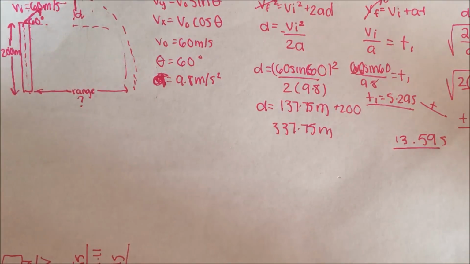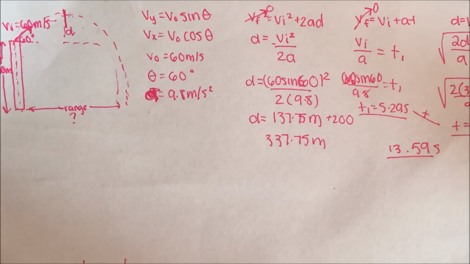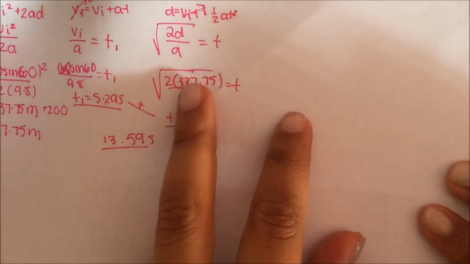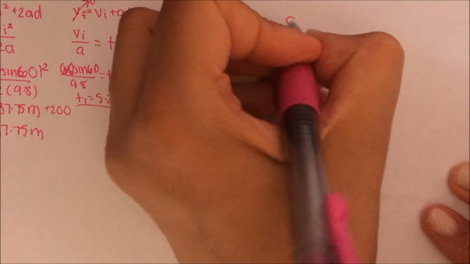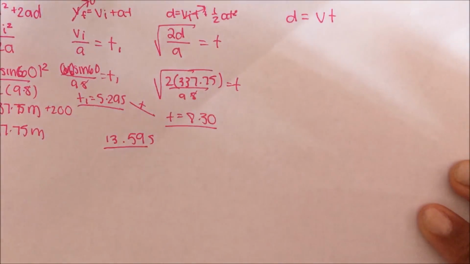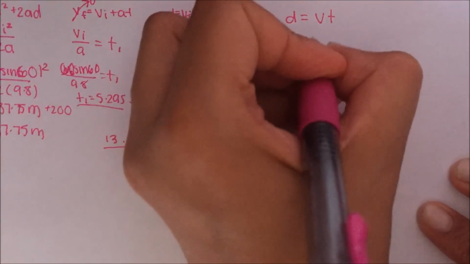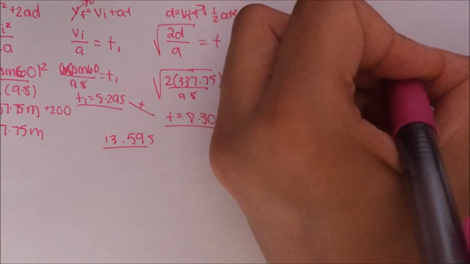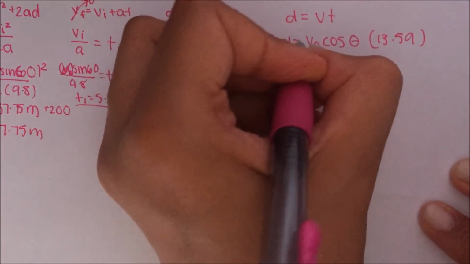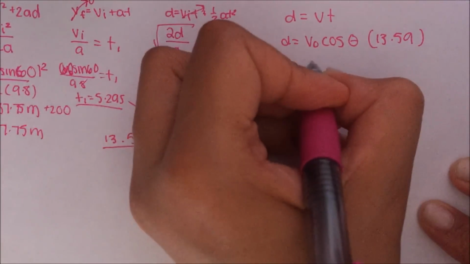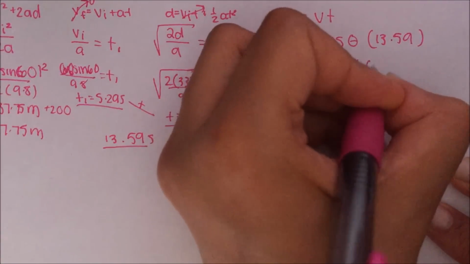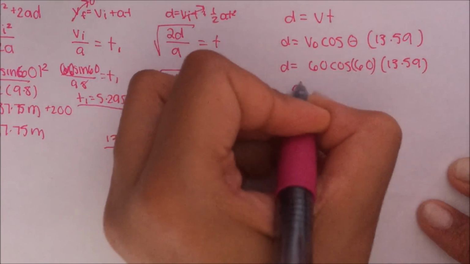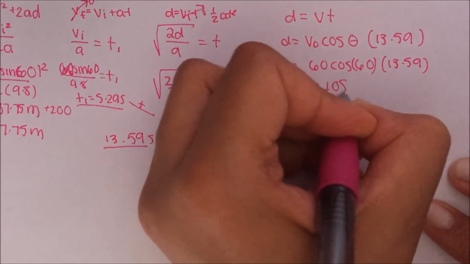So now we have the time, the thing that connects the horizontal and the vertical. Now, finally, we're going to be able to bring in the horizontal components. That's going to be the equation for constant motion. The velocity x we established is v0 cosine theta, and the time we got here is 13.59. So it's going to be our range. That equals 60 cosine 60 times 13.59. It's going to be a range of 408 meters.